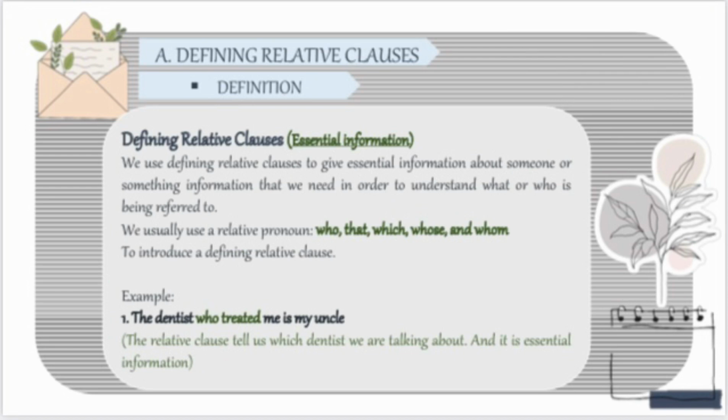Defining relative clauses give essential information. We use defining relative clauses to give essential information about someone or something, information that we need in order to understand what or who is being referred to. We usually use a relative pronoun, who, that, which, whose, and whom, to introduce a defining relative clause.